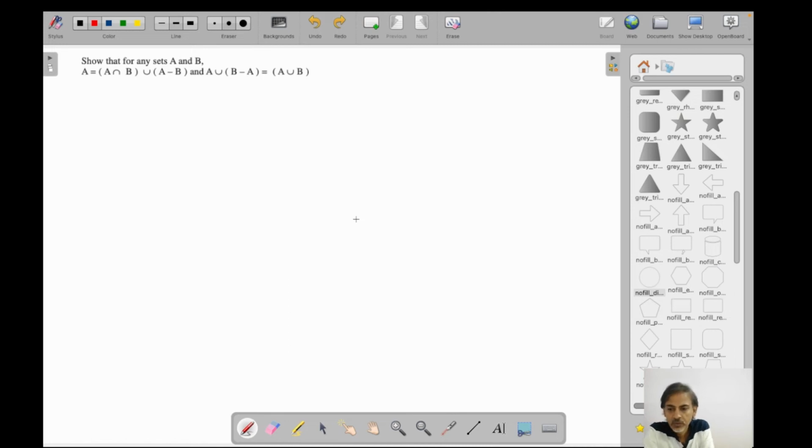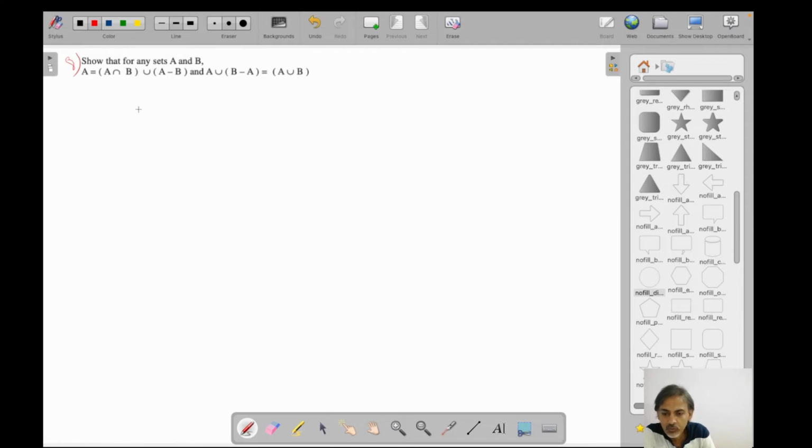Hello everyone. We are going to discuss a very good problem today, which is given in the NCERT miscellaneous exercise of the set theory chapter, which is chapter first. And this question is question number 8 of the miscellaneous exercise. In this question, it's being asked that if A and B are two sets, then we need to prove that A equals A intersection B union A minus B, and A union B minus A equals A union B. So these are two things which we need to prove.